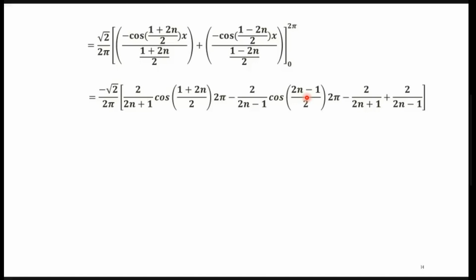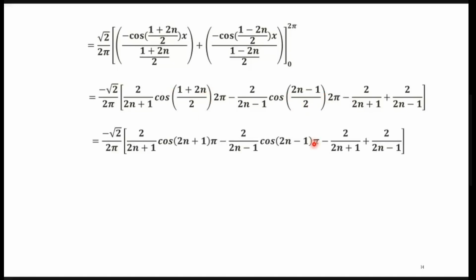2n minus 1 में अगर n को हमने 1 पुट किया तो 2 minus 1, 1 हो जाएगा. That is an odd multiple of pi. ये 2 और 2 cancel हो जाता है तो खाली pi बचता है बाहर. So it is an odd multiple of pi. तो ये पूरा term minus हो जाएगा. Or you can expand using what I showed you, cos of a plus b. Yes, cos pi की value minus 1.